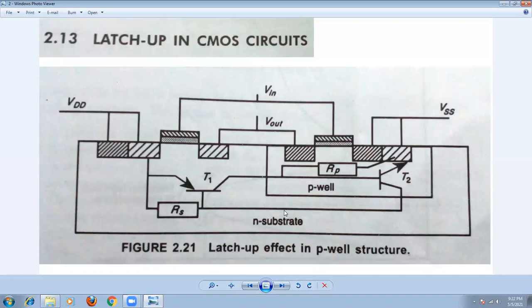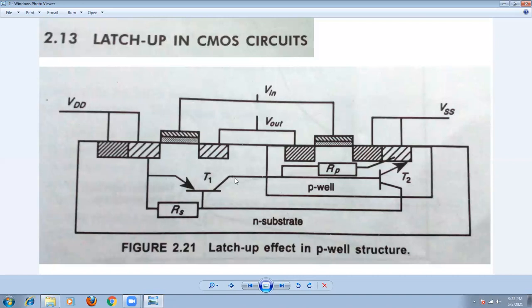That depends upon the depth of the well. The well depth cannot be very high; it must be sufficient. Otherwise, there is a chance of existence of latch-up. That is another very important thing. Similarly, you can use guard rings in the structure to remove the latch-up in the circuit. That is about the latch-up.